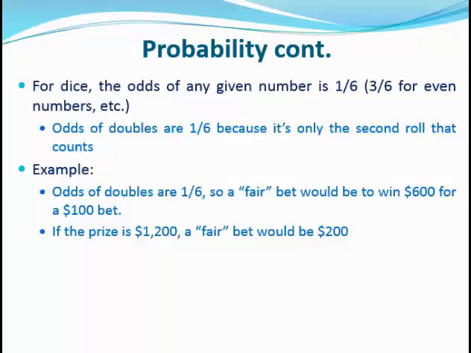You're taking a 1 in 6 chance, but you're going to win 7 times your investment. On the other hand, if you're only going to get $500 if you hit doubles, it's not a good bet because there you're taking a 1 in 6 chance to only win 5 times the amount. So those are some of the general issues regarding probability.